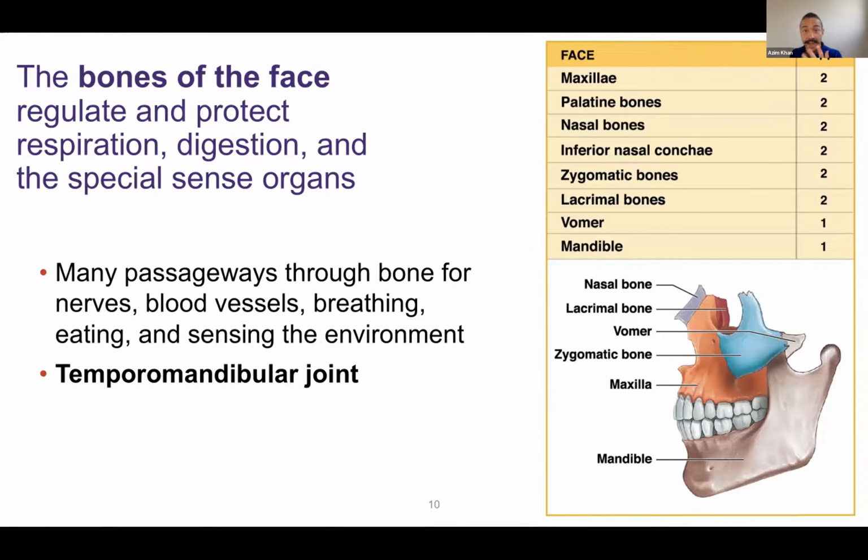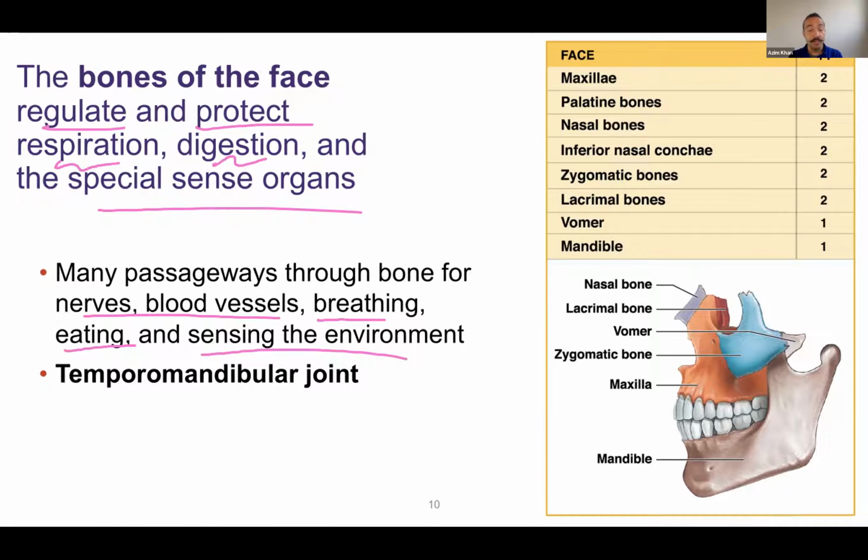Bones of the face, by being in the anterior portion of our head, help regulate and protect things including breathing, respiration, digestion, eating food, and your special sense organs, like your eyes, your ears, your tongue, and your nose. There are many passageways then to help provide blood vessels and nerves to and from these organs. Passageways for breathing, passageways for eating, passageways for getting information like light, like sound, like taste, like smell from the outer environment into us.